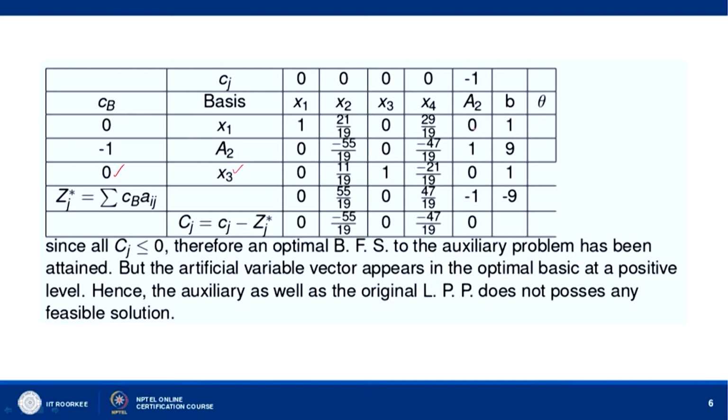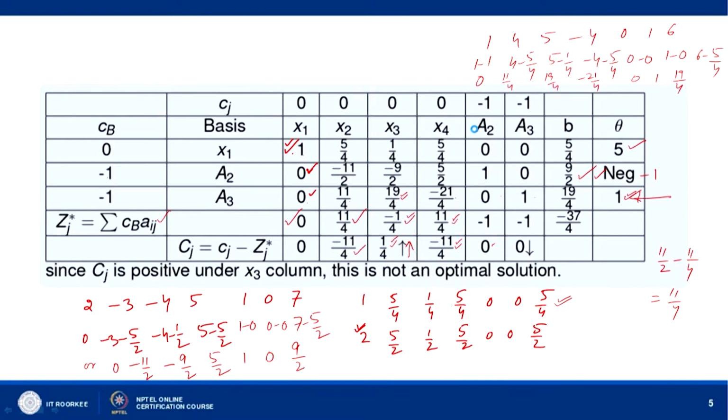Now, we divide the key row elements by the key element. So, the key row elements are divided by 19 by 4. Here we will get 0, here we will get 11 by 19, here we will get minus 21 by 19, and here we get 0, here we get 4 by 19, here we get 1.